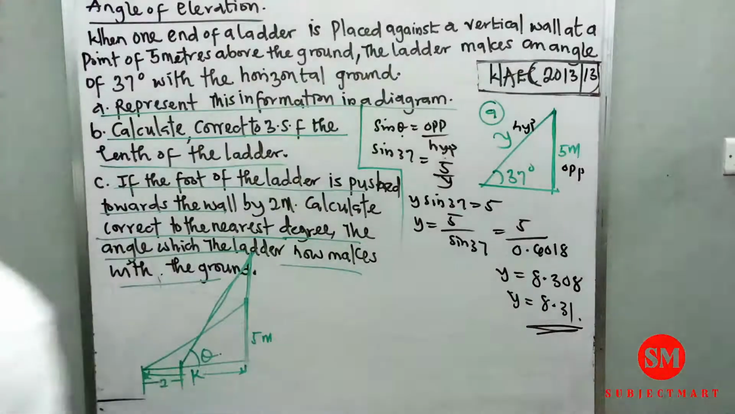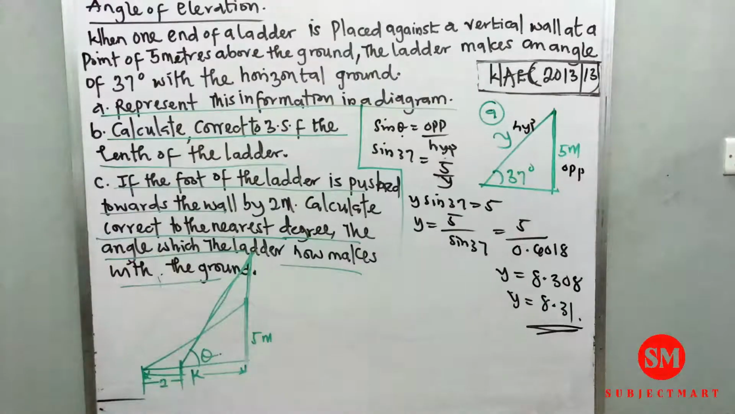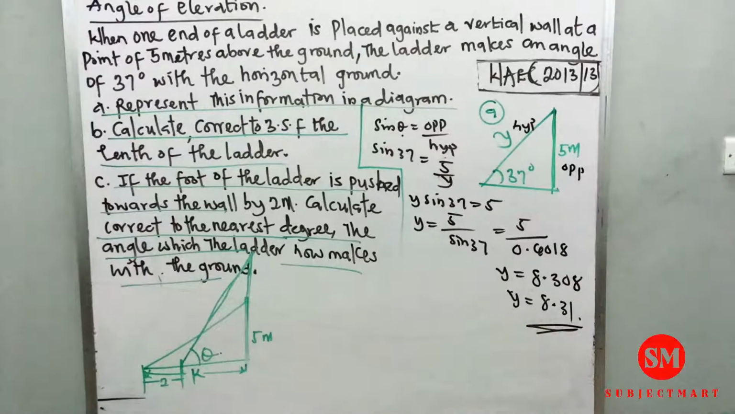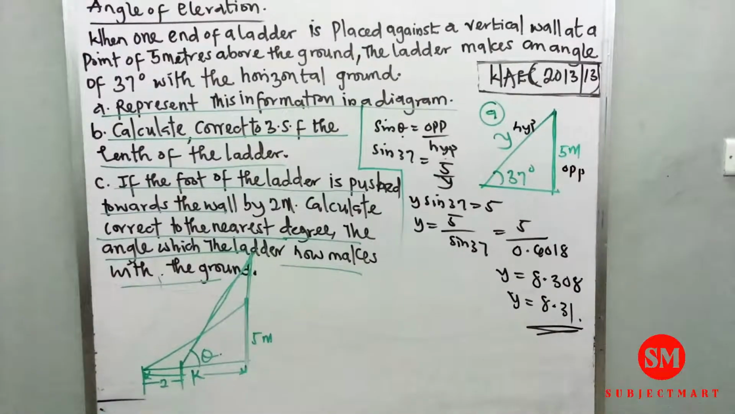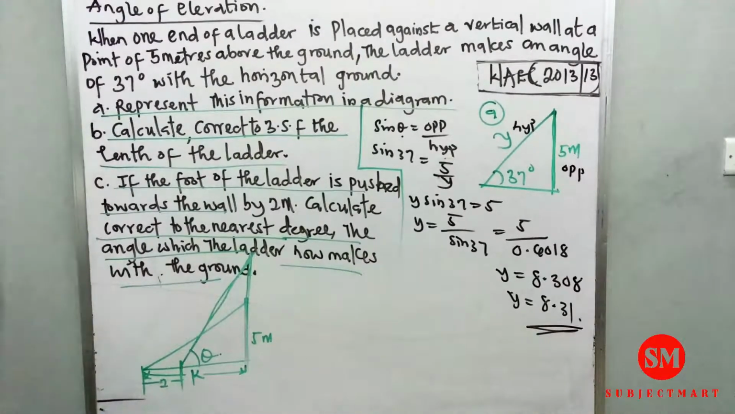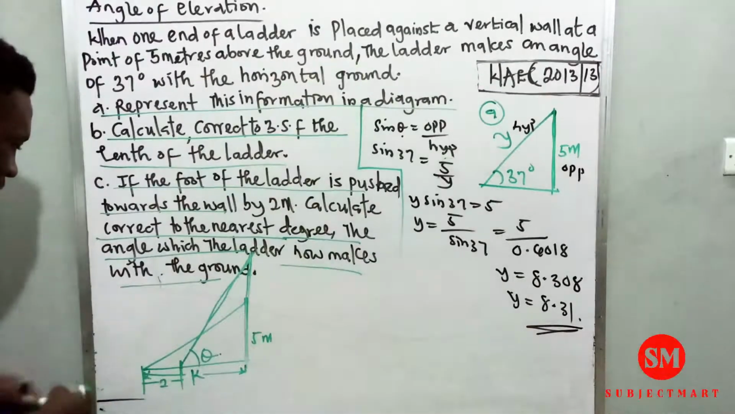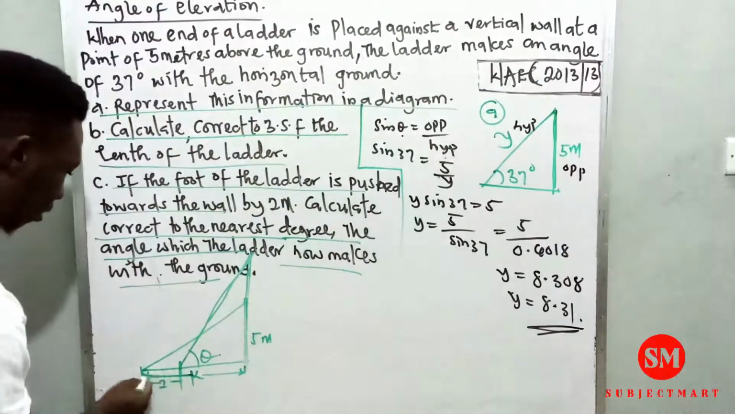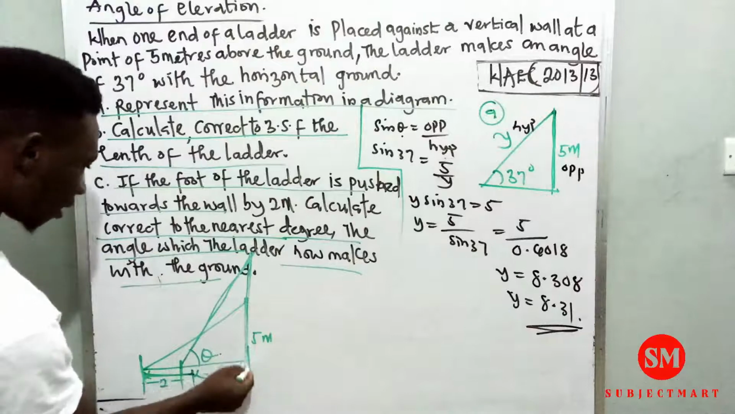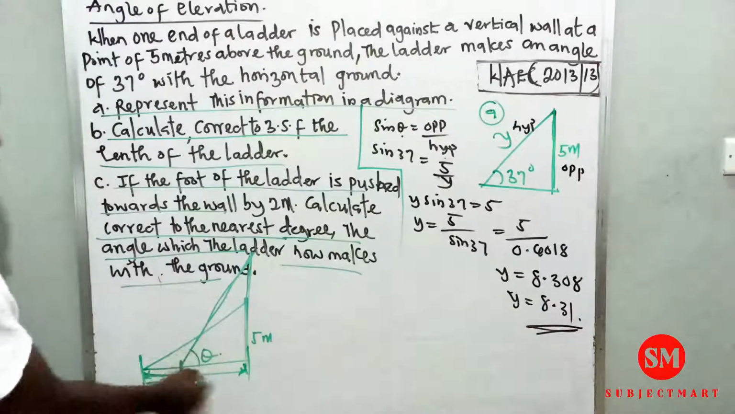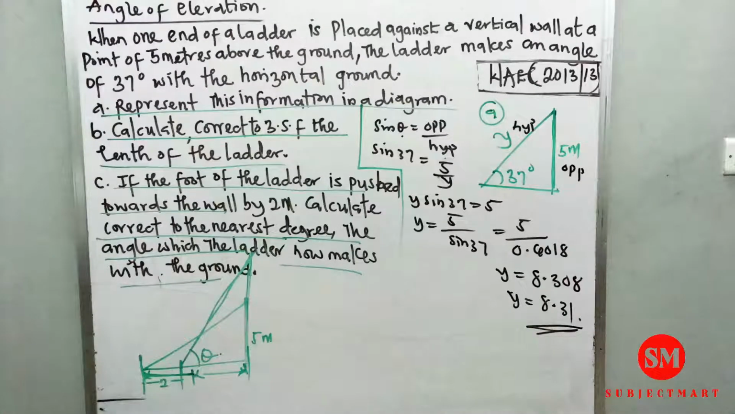Now, finding your theta here is an easy task, but you have to put one or two things into consideration, e.g., putting your k into consideration. Now, don't forget, I told you from the onset that the total distance from this end to this end is k. Now let us find the value of k. Let's find the value of k.